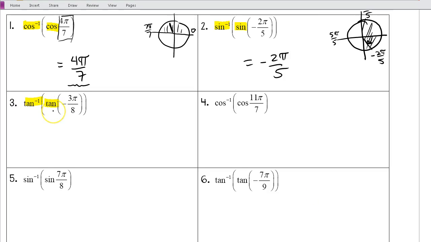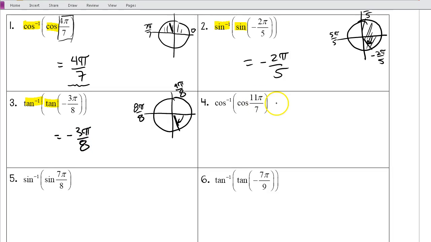So tan inverse of the tangent of negative 3 pi over 8. So this would be 8 pi over 8, which would make this half of that, so 4 pi over 8. So negative 3 pi over 8 is going to be right about here. And tangent has to be on the right half of the circle, so that's okay. So this will just be negative 3 pi over 8.